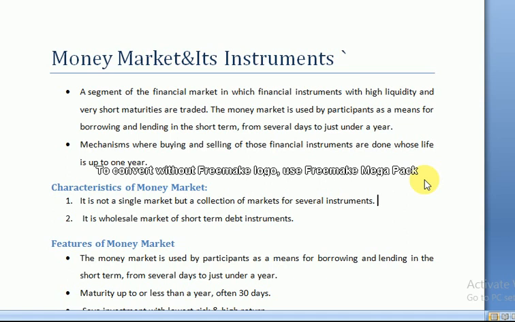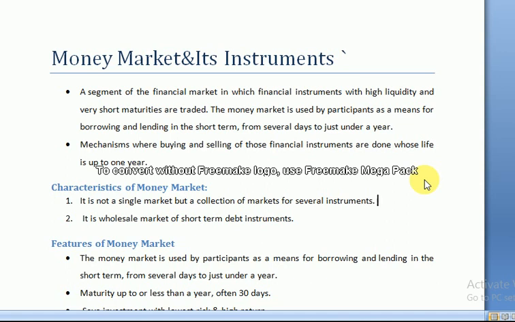This market includes such assets or securities as certificates of deposit, interbank loans, money market funds, treasury bills (T-bills), repurchase agreements, commercial papers, and all short-term security loans. So when all these instruments are traded in such a market, that market is called the money market.